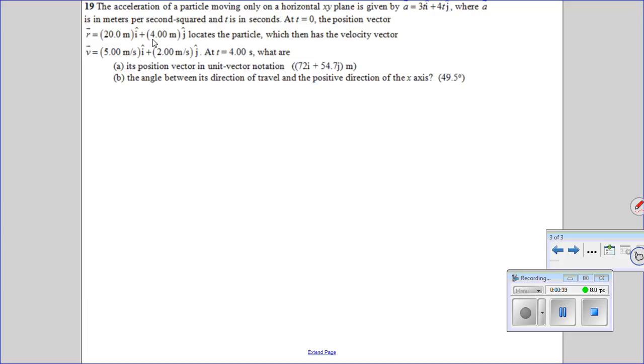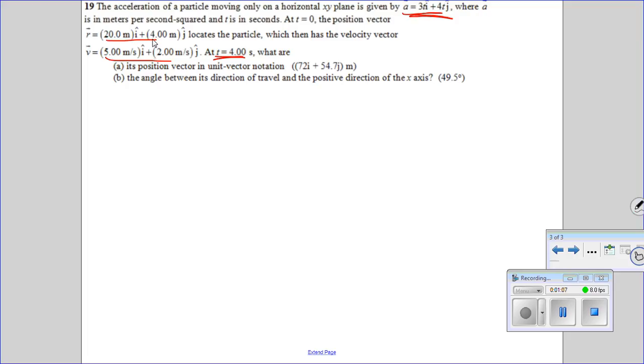Okay, so it says the acceleration of a particle moving only on a horizontal xy plane is given by, and we've got this acceleration vector up here. All right, and then it tells us at time 0 what the position is, and it tells us what the velocity also is at that same time. What we're trying to do is figure out the position vector and the direction of travel after 4 seconds. Okay, so here's what we're going to do.